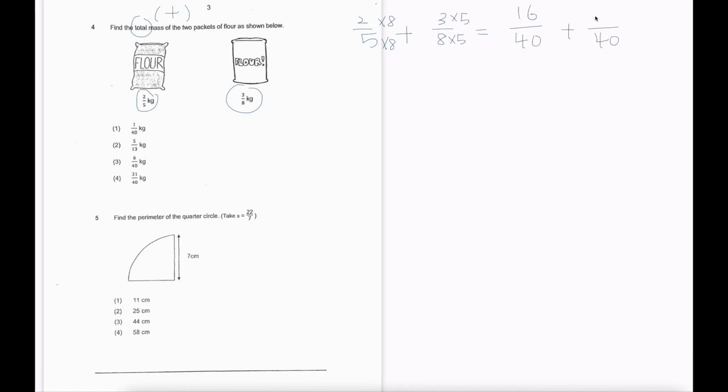So 16, 15. I need to do working because paper 1, no calculators. So 31/40. And that's my answer. That's it. Option 4. So let's move on.